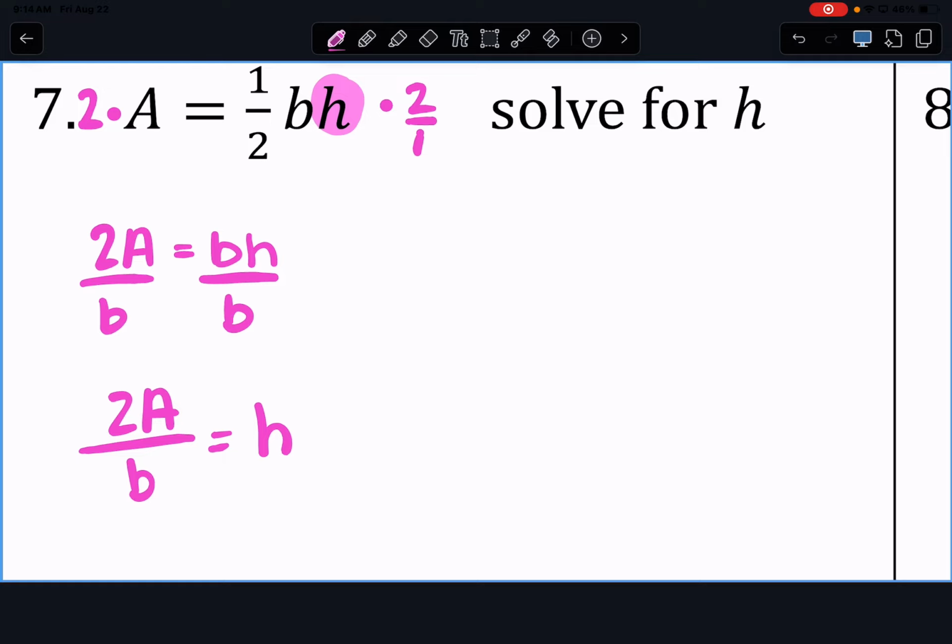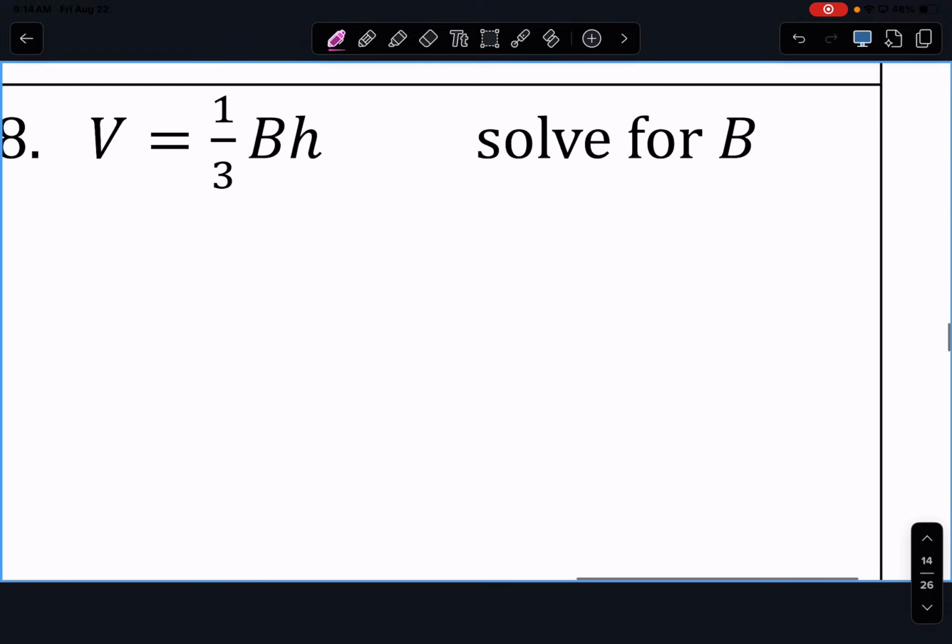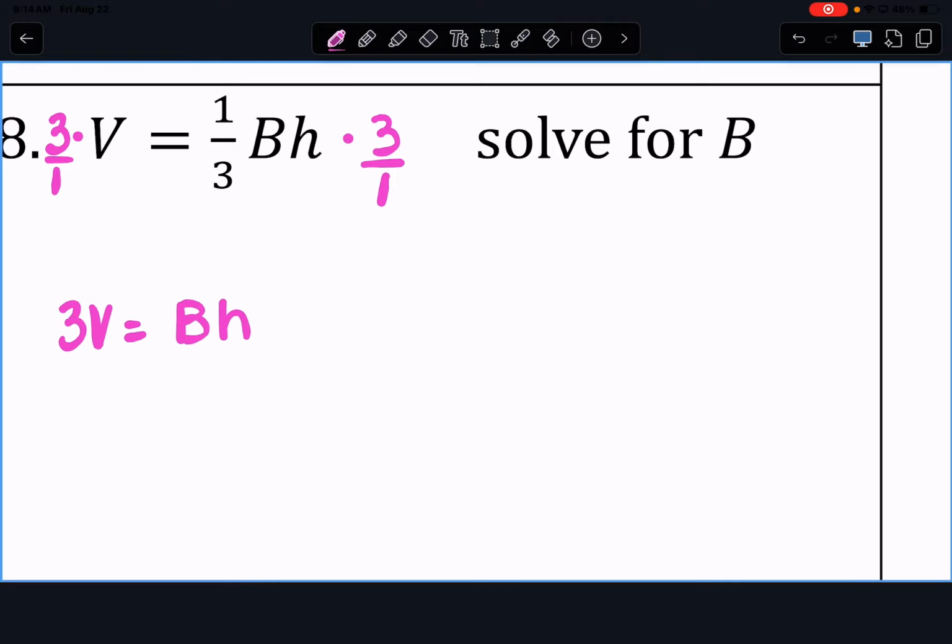I want y'all to do 8. So what's the answer for 8? 3b over h equals b. All right, now let's look at 9.